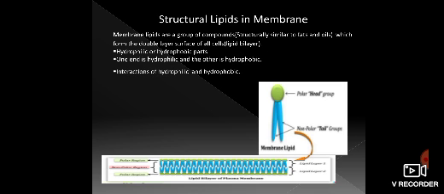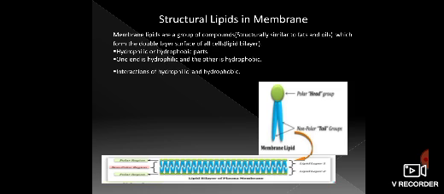Structural lipids in membrane. Membrane lipids are a group of compounds which form the double layer surface of all cells. They have hydrophilic and hydrophobic parts. One end is hydrophilic and the other is hydrophobic. Hydrophilic interactions with each other and hydrophobic interactions with water direct the packing of lipids in membrane.